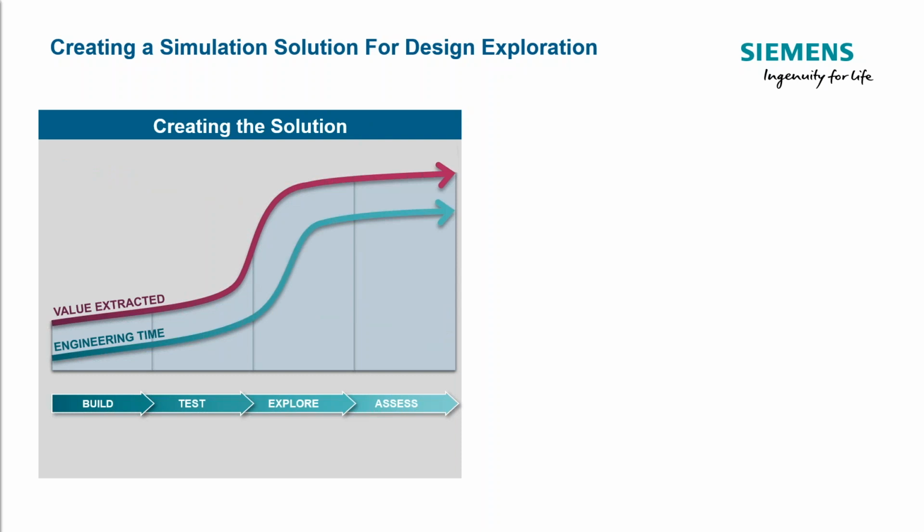So the question is, how do you align these two curves? How do you make sure your engineering time is extracting the most value? And that's where the design automation and optimization algorithms come in.